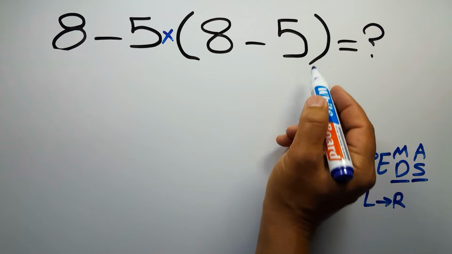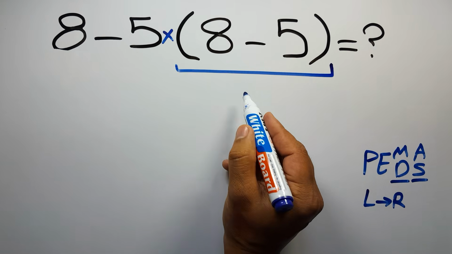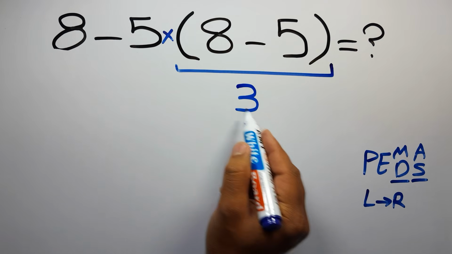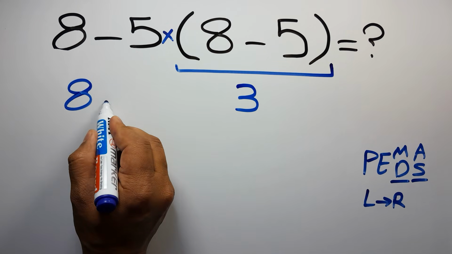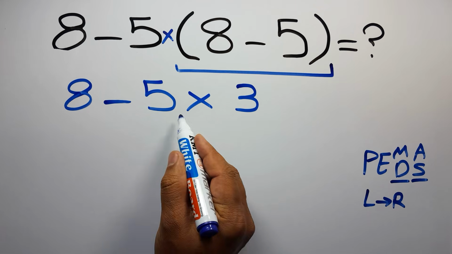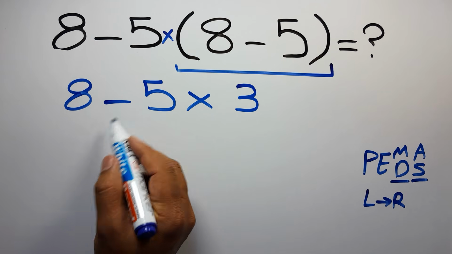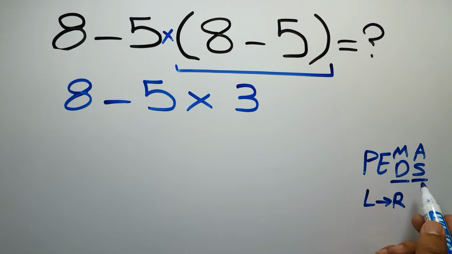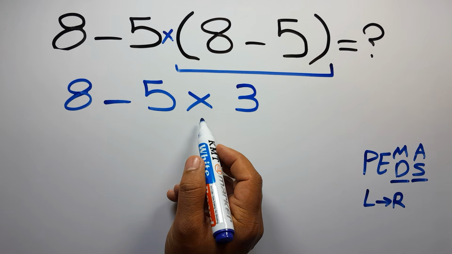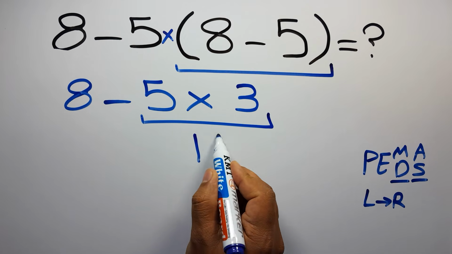So first we have to do this parentheses. Inside this parentheses, we have 8 minus 5, which gives us 3. So we have 8 minus 5, then times 3. Now we have one subtraction and one multiplication. According to PEMDAS, multiplication has higher priority than subtraction because multiplication comes before subtraction. So here, first we have to do this multiplication. 5 times 3 gives us 15.